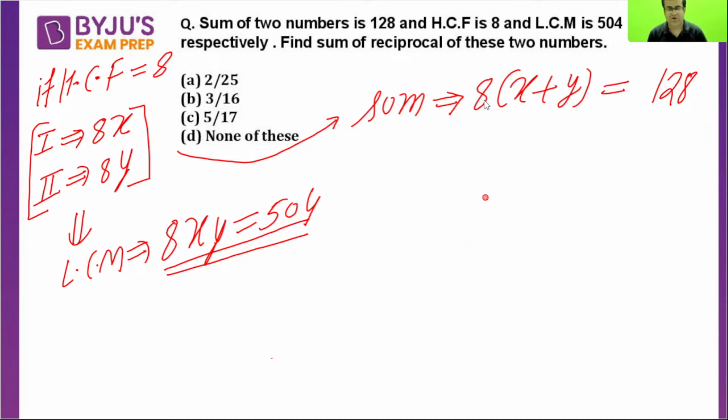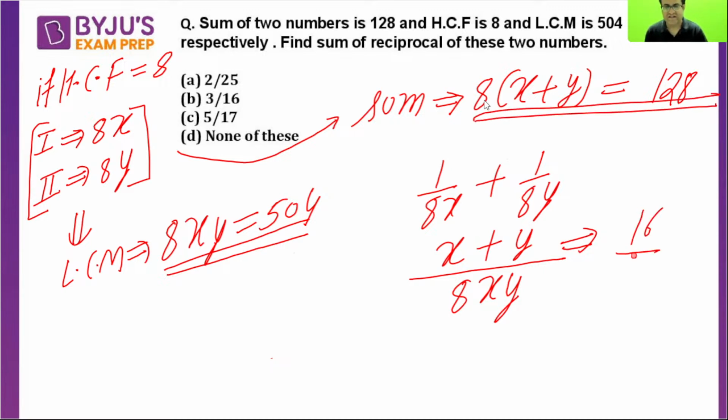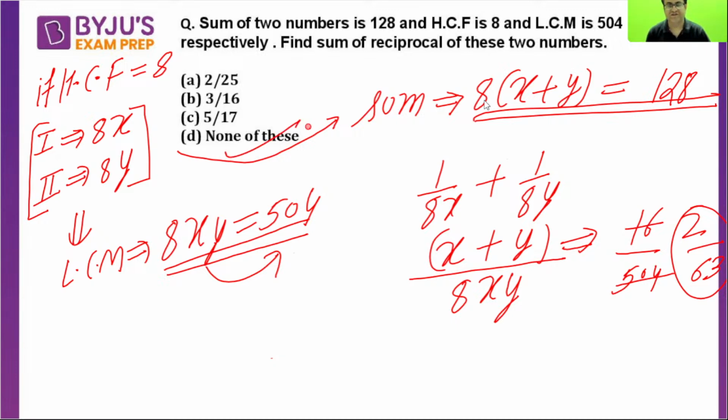But now what? The sum of reciprocals of these two numbers: 1 upon 8x plus 1 upon 8y. I can take 8xy as the LCM, and you are left with x plus y. From this, x plus y is 16, so in the numerator 16 8s are 128. In the denominator, 8xy, the product is 500. So the answer is 2 by 63, and none of the other options is absolutely right.